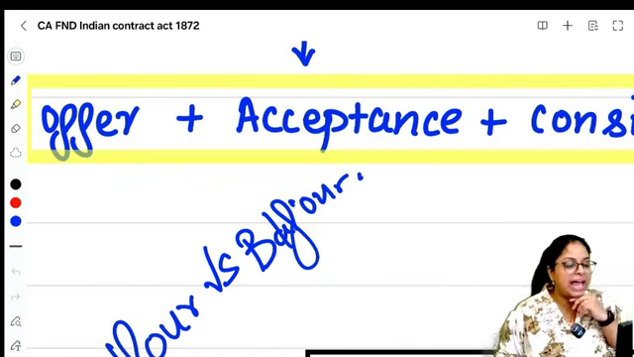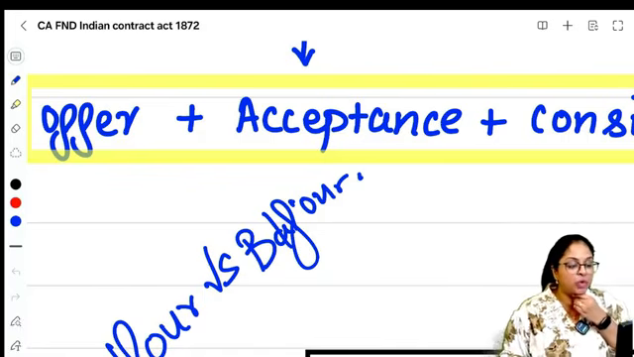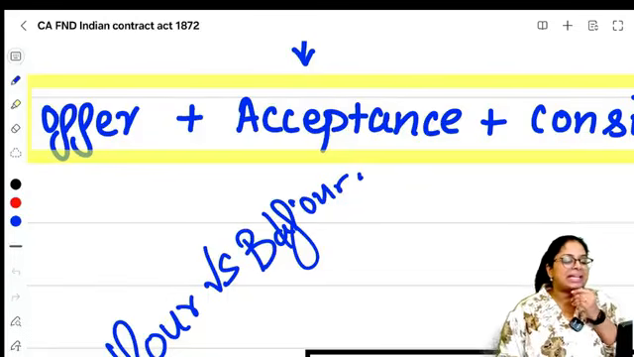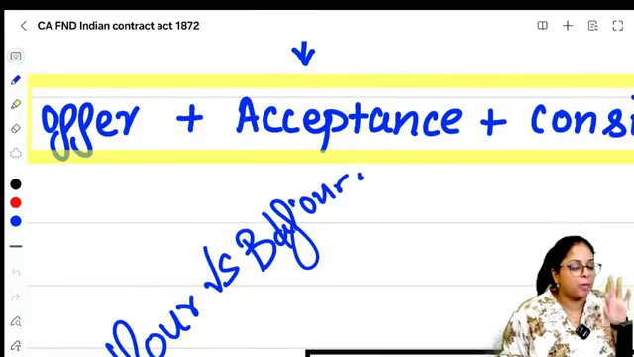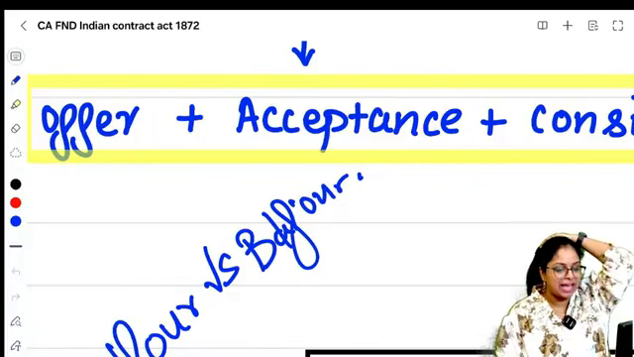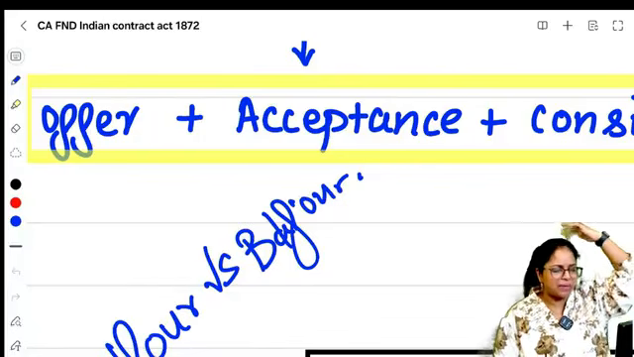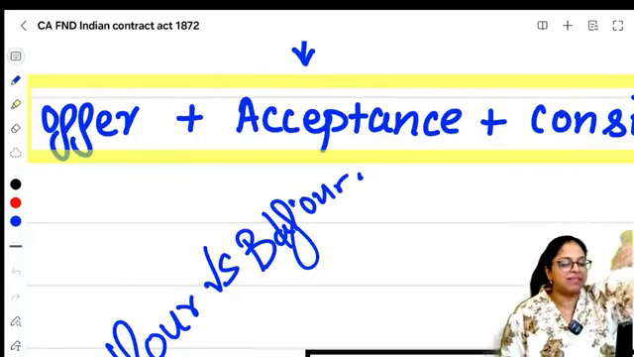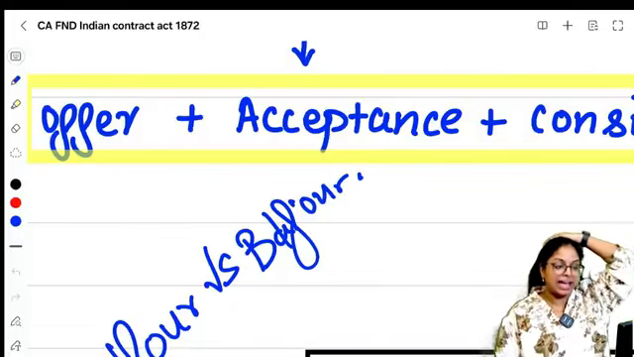2A offer clear. Acceptance section, so acceptance is 2B. Acceptance means what? When the person to whom the proposal is made gives his assent, it is said that the proposal is accepted. Very plain vanilla.